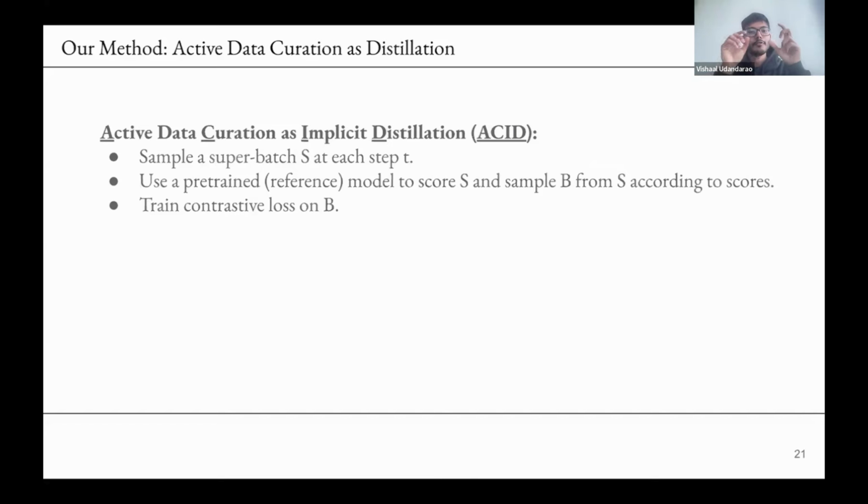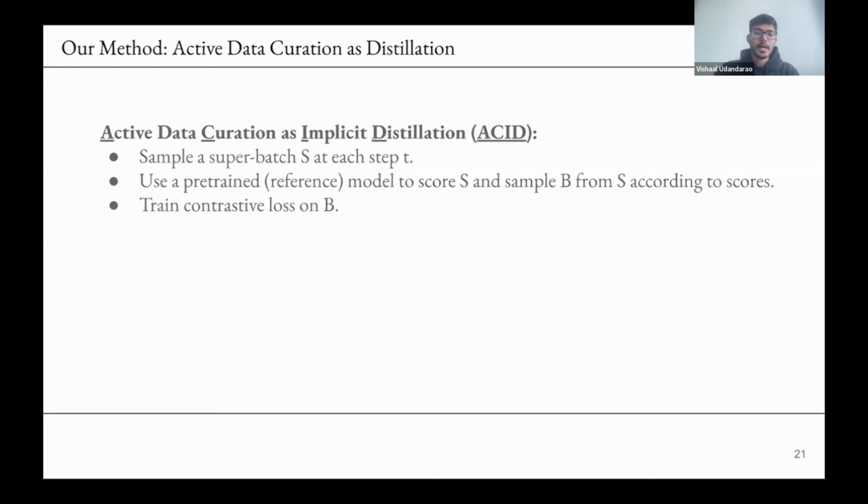We sample from the large dataset D a super batch, which can be much larger than the actual batch of data you want to train on. Let's say at each step for CLIP training, you would use 32K samples. Instead of sampling 32K, we sample 32K times 5, so about 160K samples, and call that our super batch. That's step one. In step two, we use this teacher, which we call the reference, to score the super batch, and then we sample the smaller 32K batch from S according to these scores.